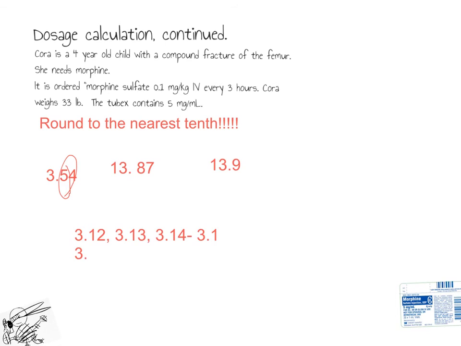If you have a number that is 3.15, 3.16, 3.17, you kind of get the point. You're going to go up to 3.2, and what makes the difference is the number in the hundredths place. If it's 5 or above, you round up. If it's 4 or below, you round down.